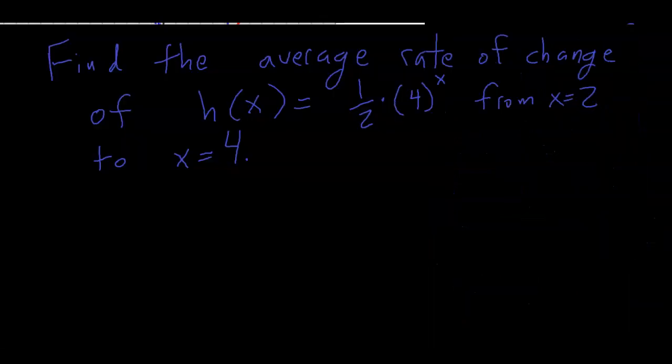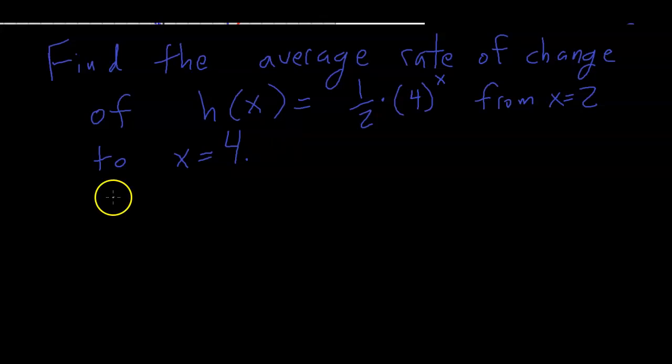Okay, let's look at this problem. Find the average rate of change of h of x equals 1/2 times 4 to the x power from x equals 2 to x equals 4. All right, this is an exponential function we have here, h of x. The initial value of this exponential function is 1/2, and its common ratio is 4, okay? And we want to find the average rate of change of h of x from x equals 2 to x equals 4, okay? So we need 2 points. We need the point of the graph h of x at x equals 2, and we need the point of the graph h of x at x equals 4, okay?